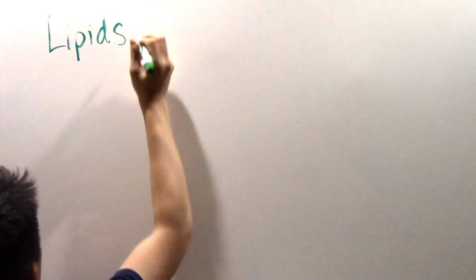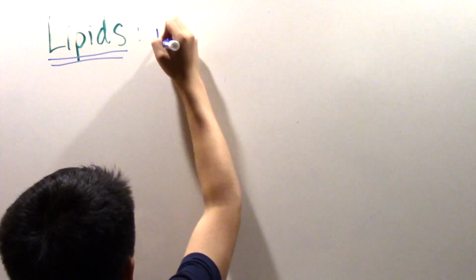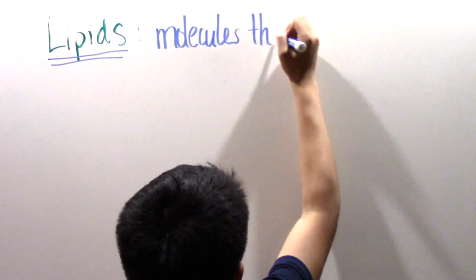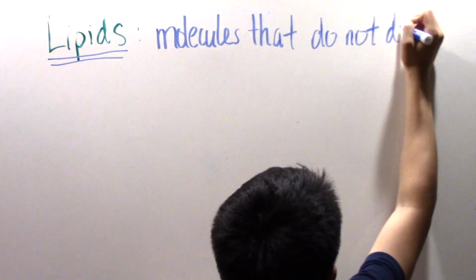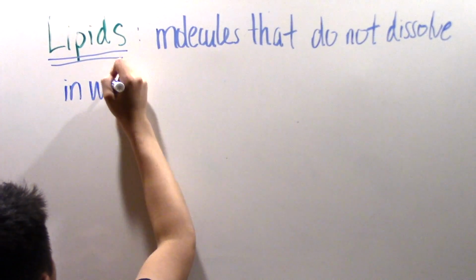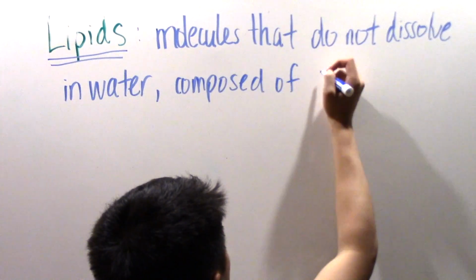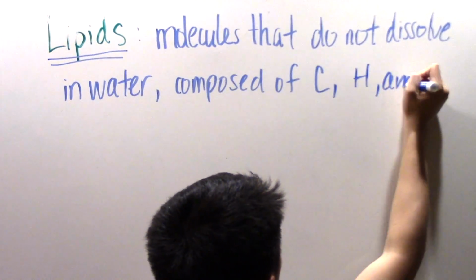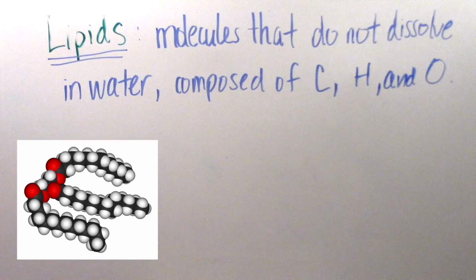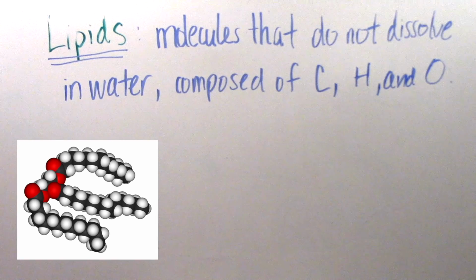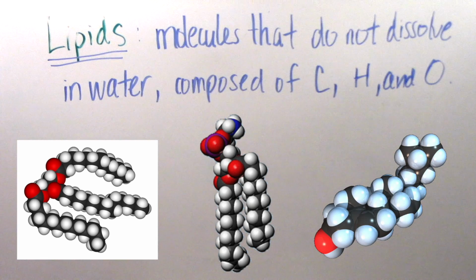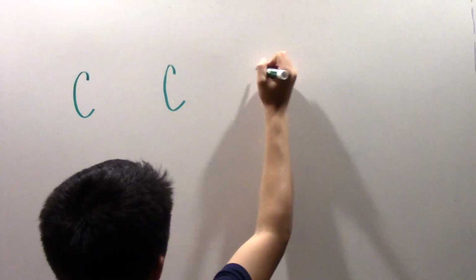Now you may be wondering, what exactly is a lipid? Well, it's really quite simple. Lipids are molecules that do not dissolve in water and are mainly composed of hydrogen and carbon atoms and a few oxygen atoms. Additionally, there are several different types of lipids. These include saturated and unsaturated fats, phospholipids, and steroids. So let's take a closer look.